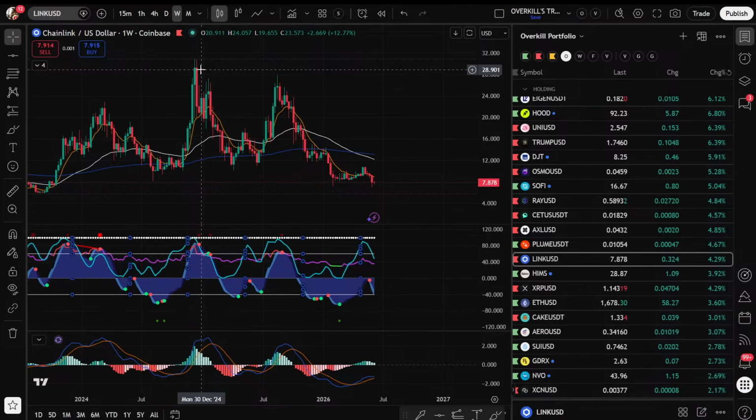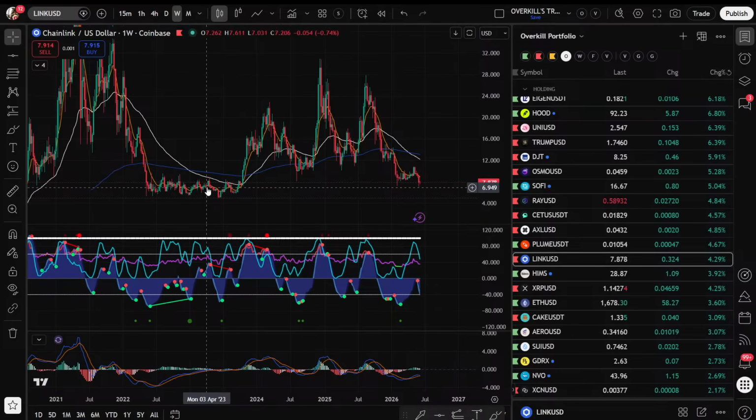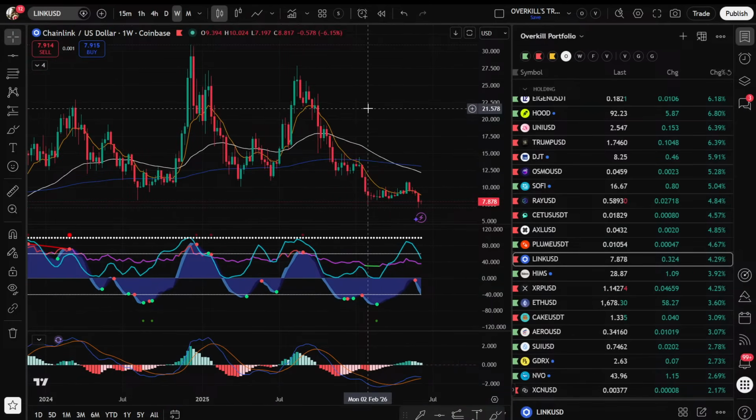Red dot up here at 28. Okay, back to 11. Green dots down here, 11, 12, boom, right back up to 27. Now we're back down to where we bounced back here in 2024 and right here in 2023. So we're buying crypto at the lows, right?